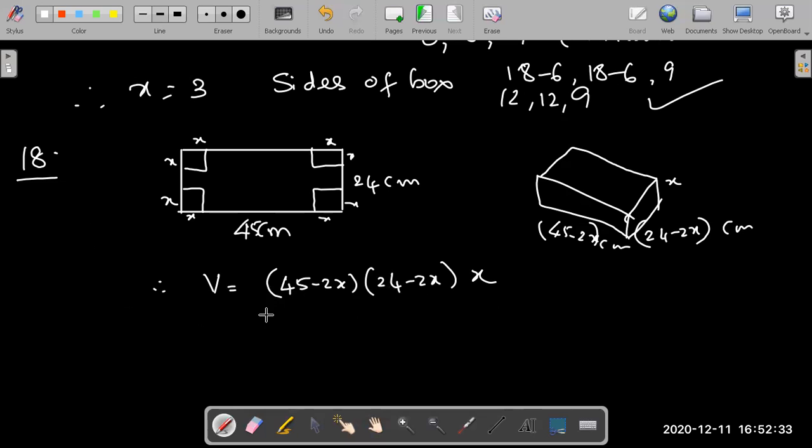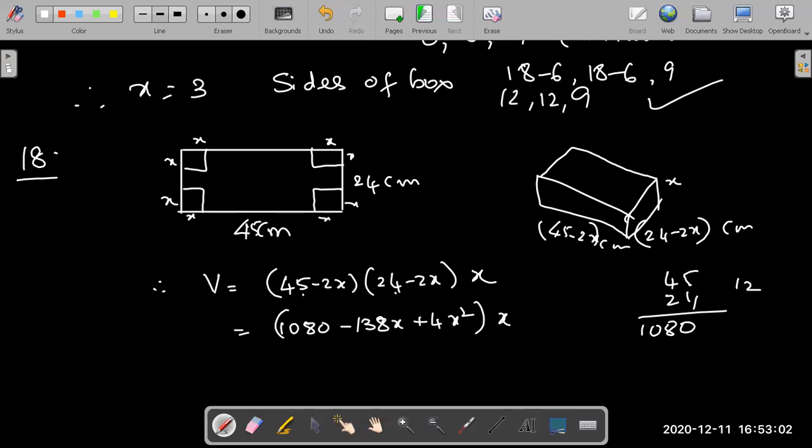Now when I try 45 into 24, 24 fives 120, 24 fours 96, 96 plus 400, 1080. So I have 1080. 45 into 2 is 90x, 24 into 2 is 48x. So minus 138x plus 4x squared, multiplied by x. So V equal to, open the bracket, 1080x minus 138x squared plus 4x cubed.